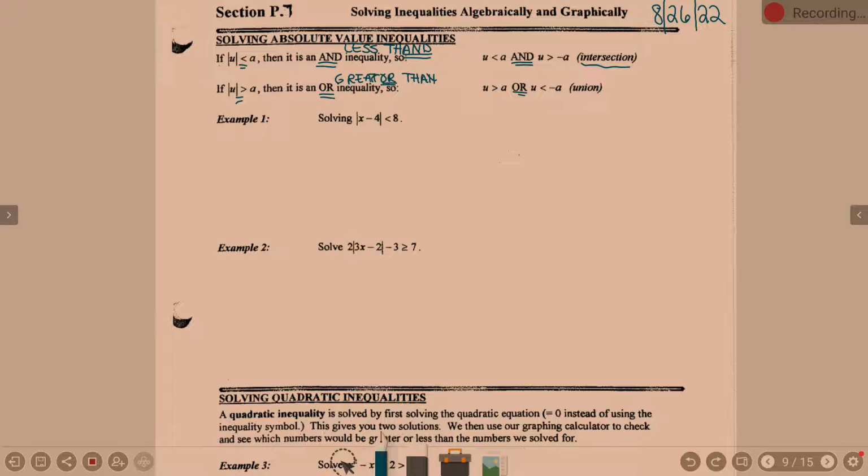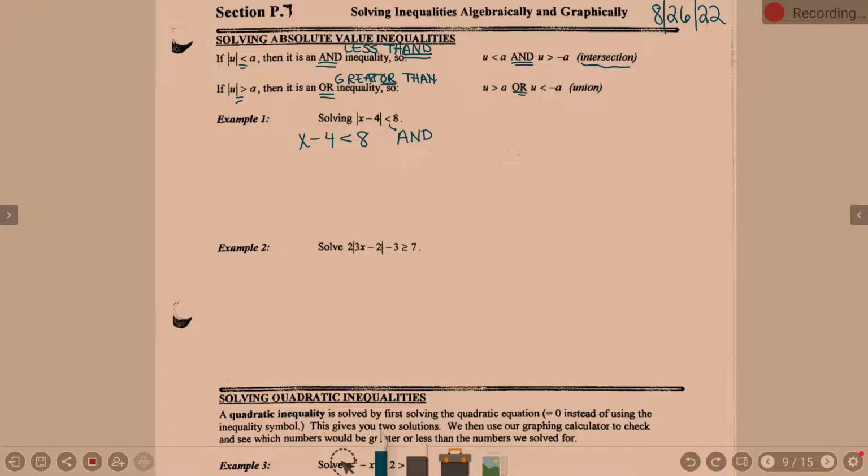Okay, let's review. Let's look at example 1. Absolute value of x minus 4 is, what symbol is that? Less than 8. Okay, so what's my first inequality I'm going to write? X minus 4, less than 8. You keep the inequality as is, drop off the absolute value bars. What word are we going to use? This is going to be an and statement, and it's an and statement because that is a less than sign.